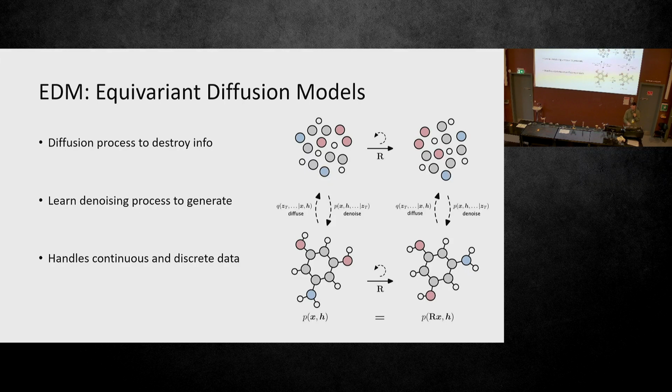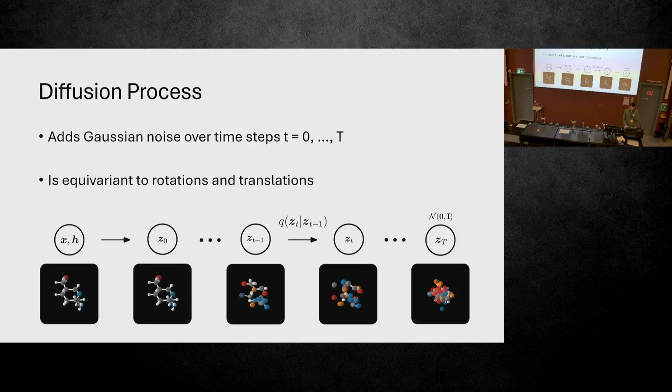So we define the diffusion process on these two variables that we show here as x and h. X are the coordinates, and h are the atom types. The diffusion process is just as we see here, similar to what we saw in images before. At every timestep, we add some noise following a conditional Gaussian distribution, and then we start from some data that ends up in noise.